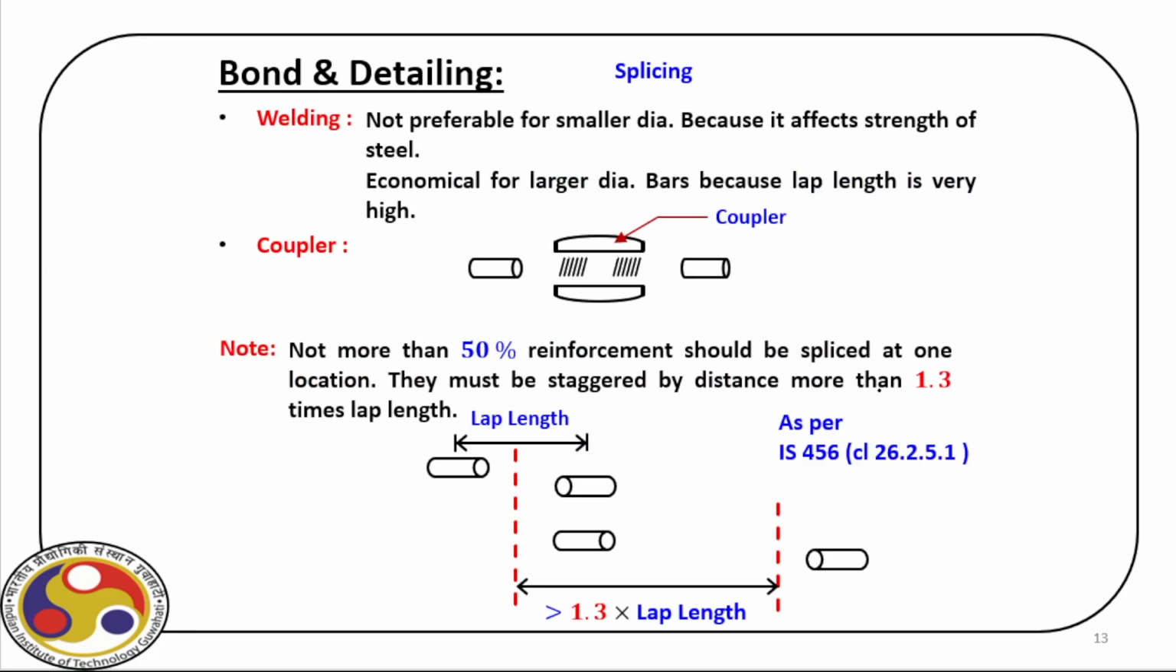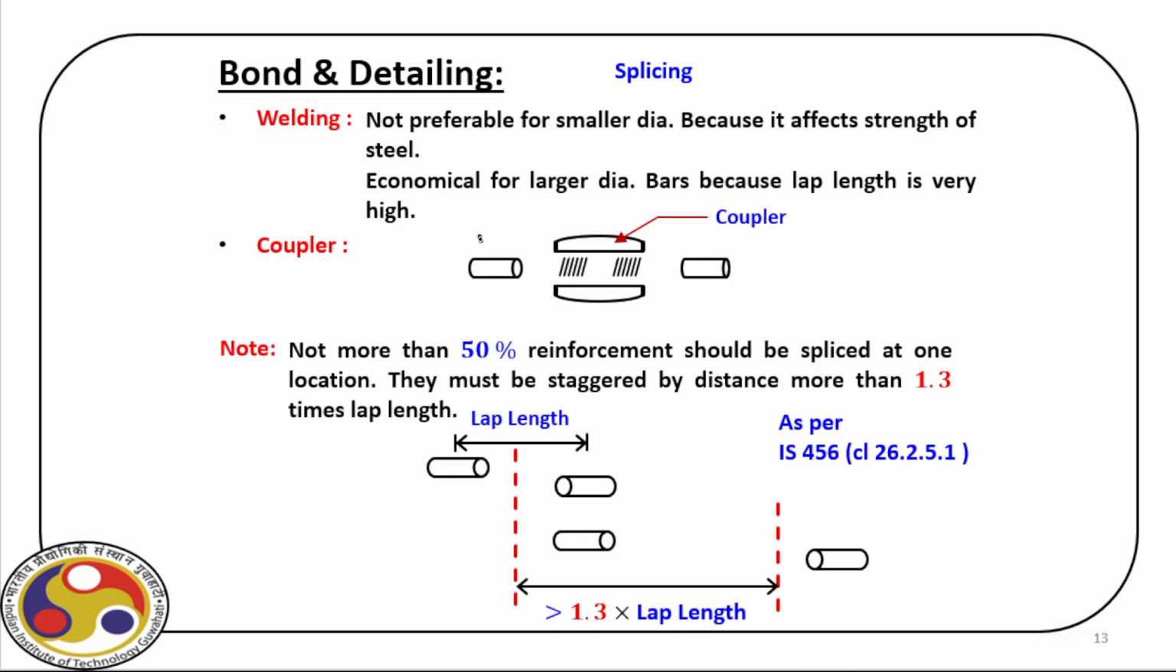Now, sometimes we also provide welding of bars, but again, it is not preferable, because during the process of welding, the cross section of the bar may be affected, and that is not desirable, and that is the reason we prefer not to have it. Sometimes for large diameter bars, we can provide this welding, but in those cases, we have an alternate solution.